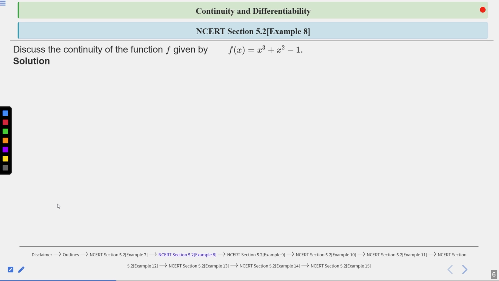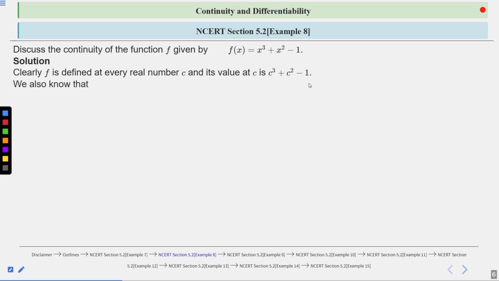Okay, let us move to the solution part. Clearly f is defined at every real number c. What will be f(c)? The value of the function at x = c will be c³ + c² − 1. Now we also know that the limit as x tends to c of f(x) is equal to the limit as x tends to c of x³ + x² − 1, which will be c³ + c² − 1.